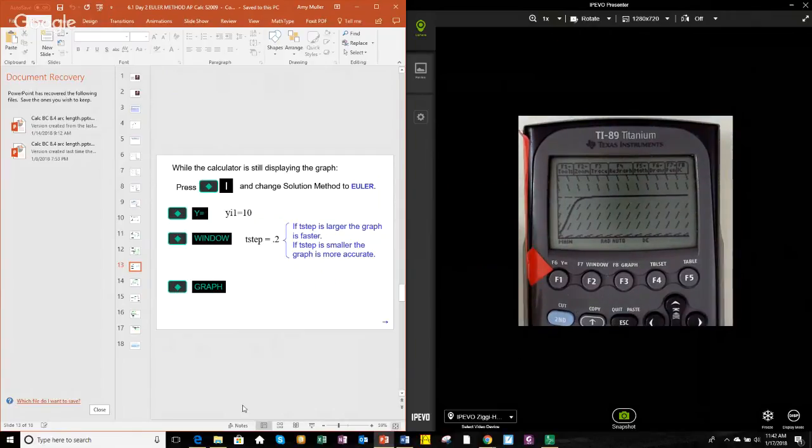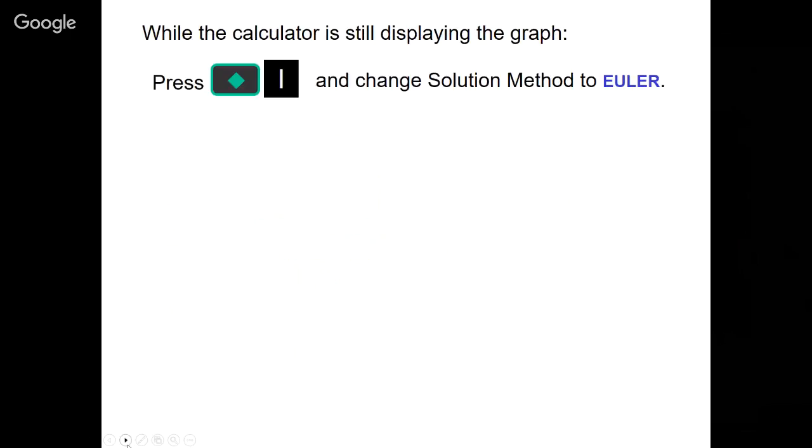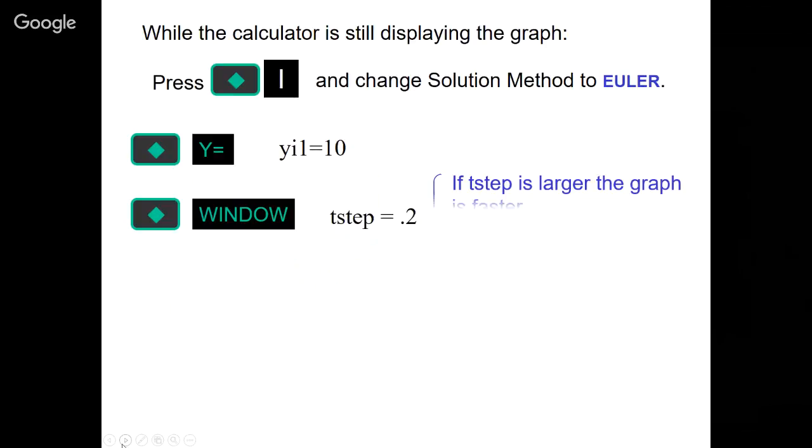Okay. All right, back to my PowerPoint here. All right, while it's still displaying the graph, we changed it to Euler's method, which we did, and we saw that it was faster.